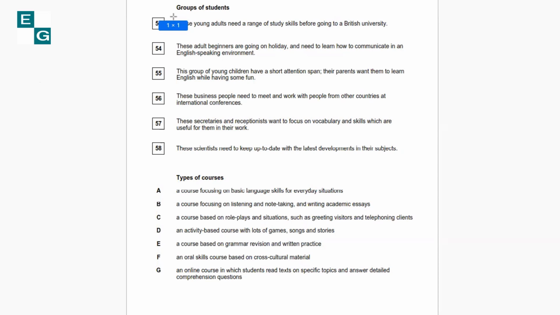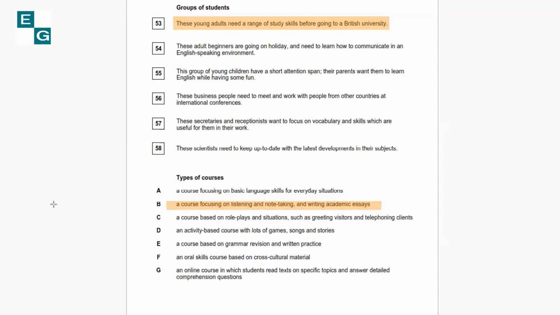So it says, these young adults need a range of study skills before going to a British university. So let's think about that. If you have students that are going to a British university, it means they need to understand two important things: note taking and writing academic essays. Why? Because this is what you do when you go to a university, when you go to college.